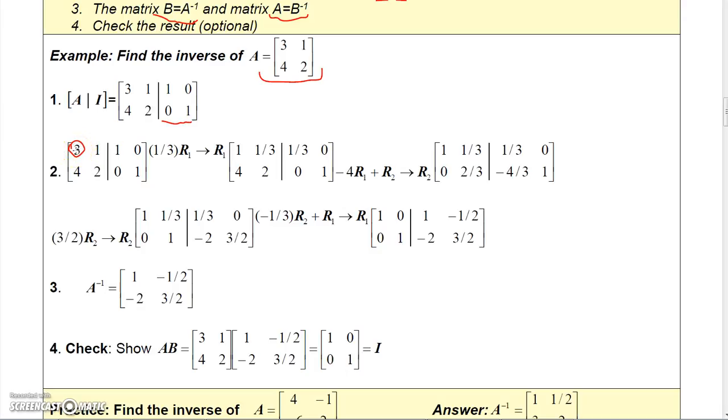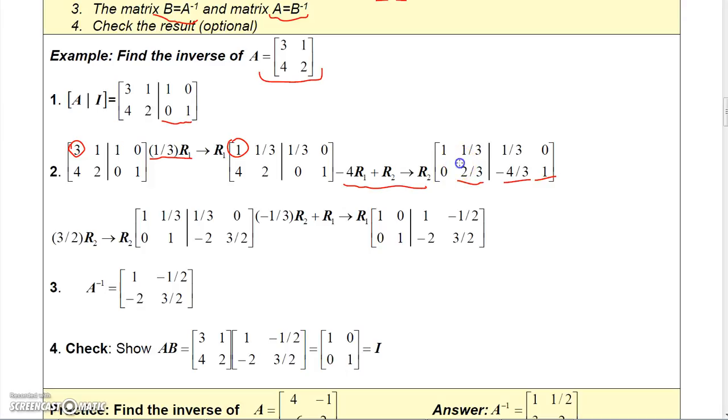The first thing I'm going to do is multiply everything in row 1 by a third. So if I multiply everything in row 1 by a third, I'll get 1, 1/3, 1/3, and 0 for the first row. Now you're going to use this 1 to eliminate the 4, so I'm going to multiply everything in row 1 by -4, add it to row 2, and put the result in row 2. So -4 times 1 plus 4 is 0. -4 times 1/3 is -4/3 plus 2, and 2 is 6/3, so -4/3 plus 6/3 is 2/3. -4 times 1/3 is -4/3, add it to 0, I get -4/3. And -4 times 0 plus 1 is just 1.